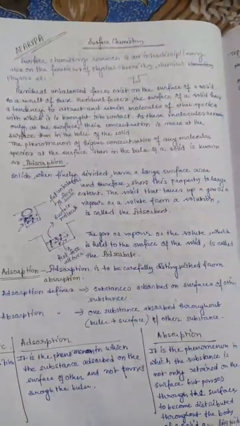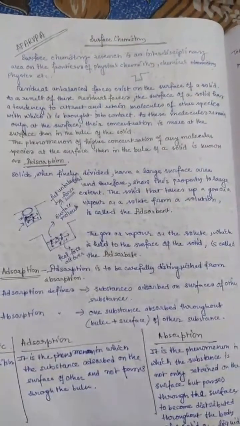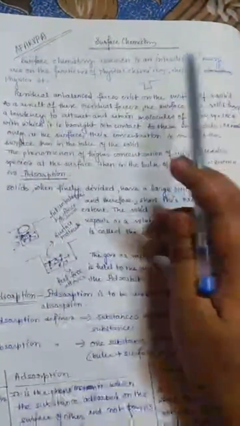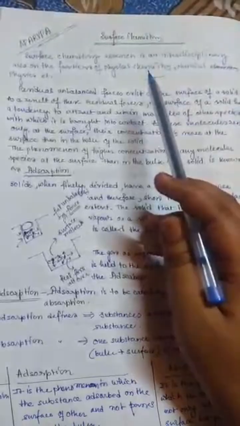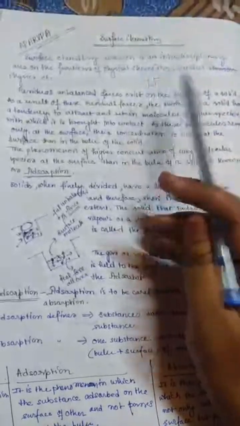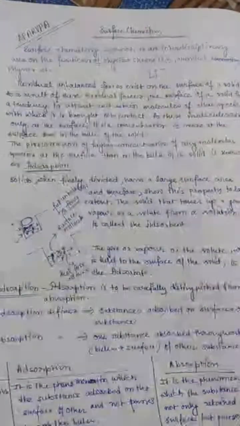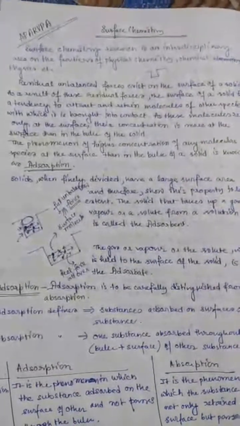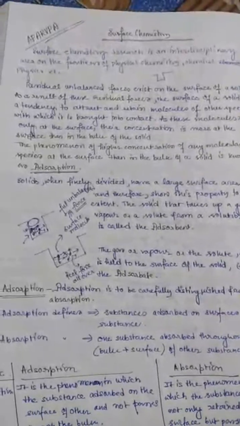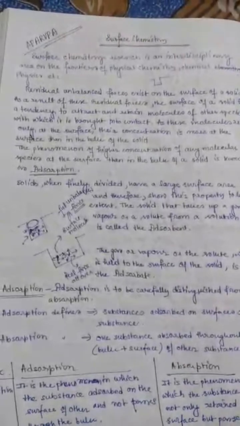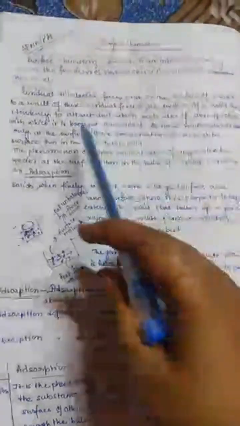Okay, so today I have to discuss surface chemistry. Surface chemistry is interdisciplinary. Interdisciplinary means it is connected to so many subjects, so many disciplines. That's why it is called an interdisciplinary area of research, where physical chemistry and chemical physics are also connected.